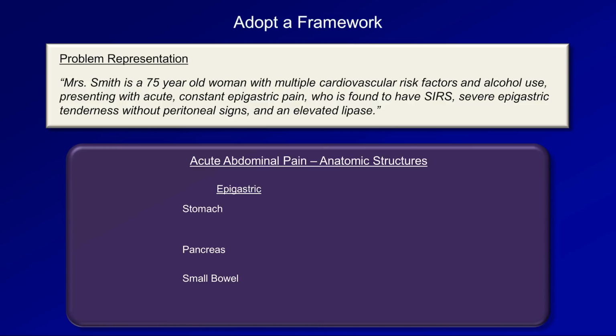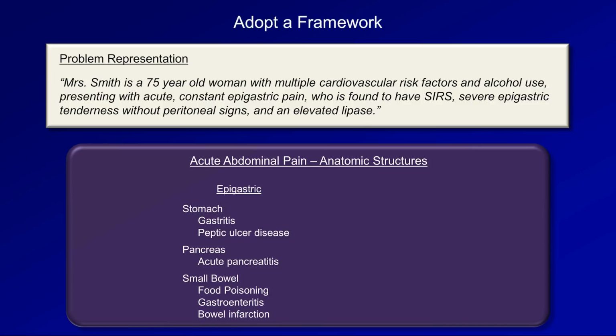Diseases of the stomach which cause acute abdominal pain are many, but most commonly are gastritis and peptic ulcer disease. In the pancreas, we have acute pancreatitis, and diseases of the small bowel that can cause acute epigastric pain include relatively common and minor things such as food poisoning and gastroenteritis, and the uncommon but potentially lethal problem of bowel infarction.